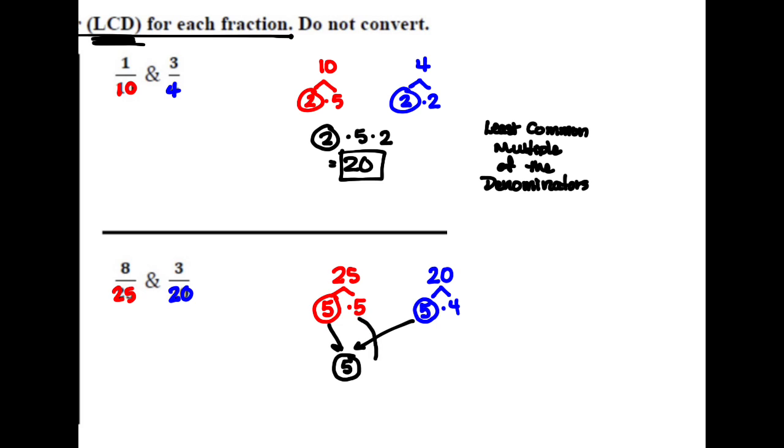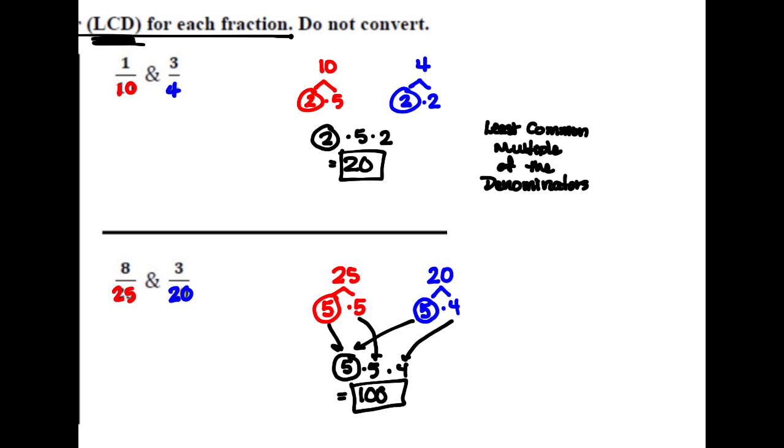Now the extras come down, so timesing by a 5 and timesing by a 4. In this case, I'm going to multiply these two first and get 20. 20 times 5 is 100. Remember, when you're multiplying, you can do them in any order because of the commutative and associative properties. So 100 is my least common multiple of the denominators, or my LCD.